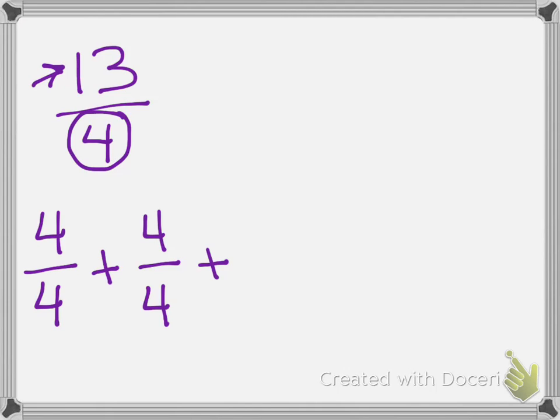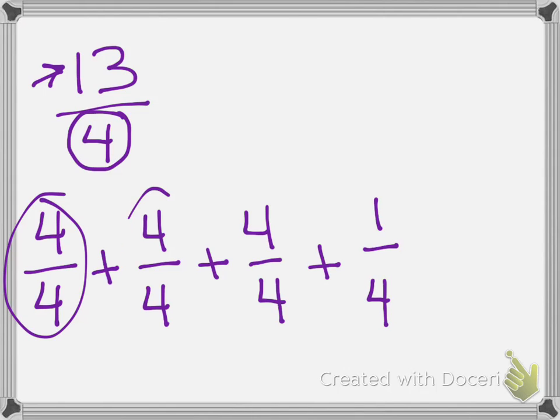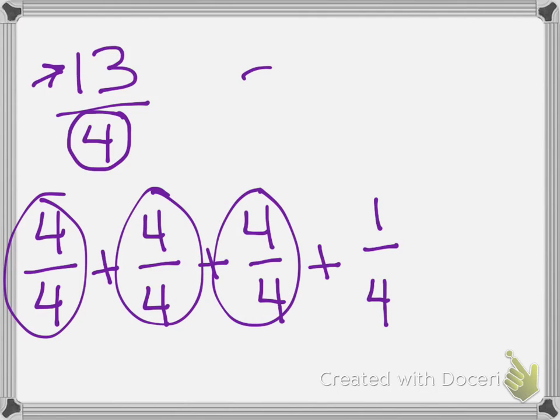I know 4/4 plus 4/4 plus another 4/4 gets me 12. Well, I just need one more then, and so I have 1/4. Now looking at that, I have 1, 2, 3 wholes, and then I have a little leftover of 1/4. So my mixed number is 3 1/4.